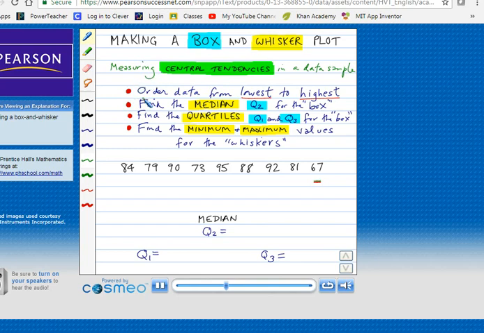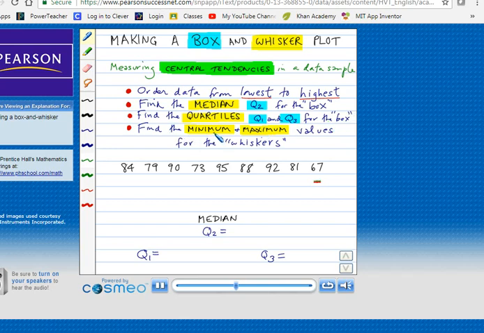Now, the first thing we're going to do in any data sample, which is a sequence of data points, is order the data from the lowest to the highest. Then we're going to find the median value, which is known as Q2. Q stands for quartile, or quarter, like the end of the second quarter is halftime in a football game. And this will be for the box. Then we find the quartiles, the first quartile and the third, which are like the end of the first quarter and the end of the third quarter. And that will be used to make up the box.